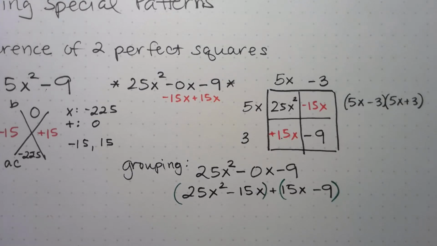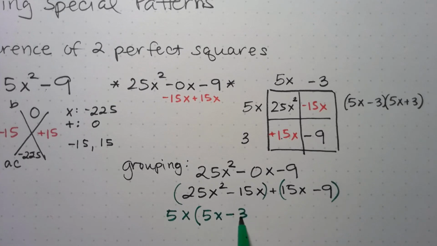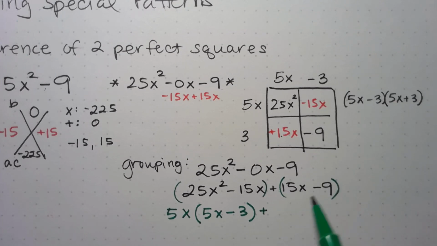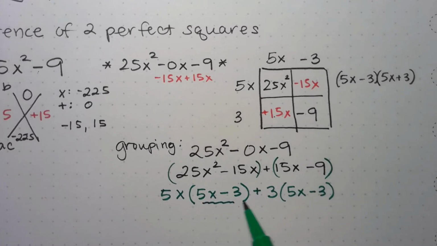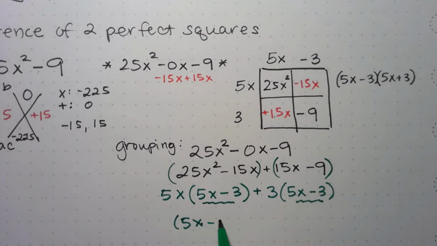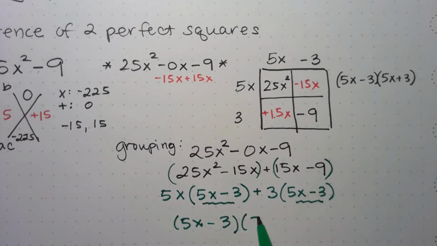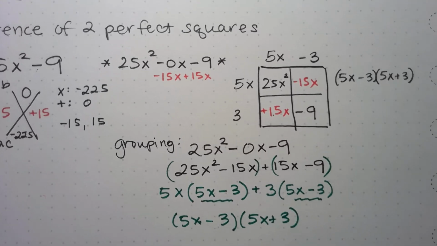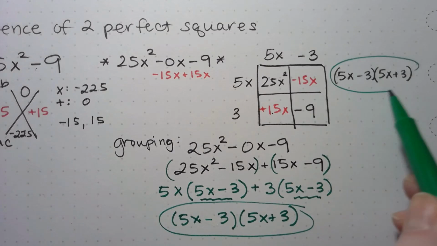So then we're going to group these together. We're going to divide out our common factors. Here I've got a 5x in common, and I'm left with 5x minus 3 plus, between these two, I've got a 3 in common. When I divide a 3 out, I get 5x minus 3. 5x minus 3, 5x minus 3. I'm going to divide that out, and multiply what's left. 5x plus 3. And if you notice, I got the same thing, both methods.